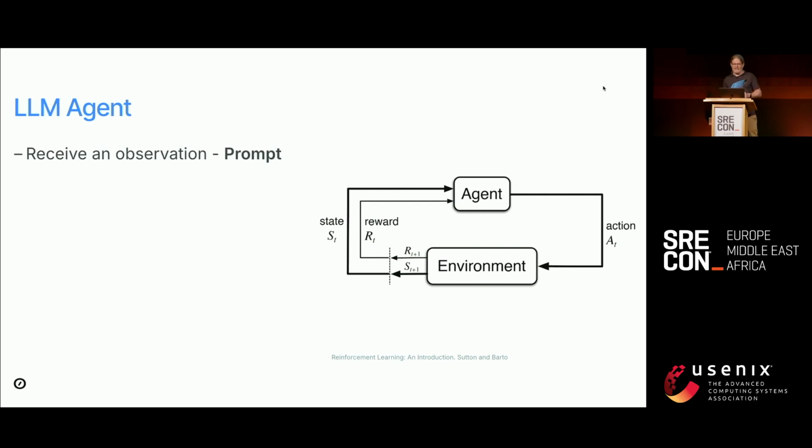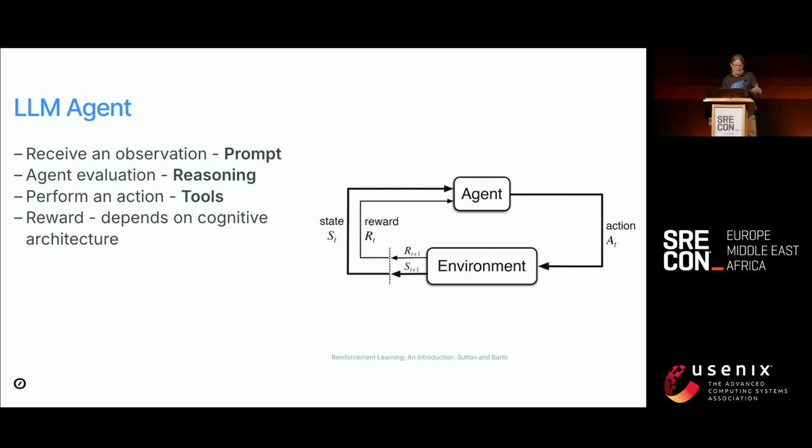So how does that map to an LLM? Okay, well, an observation is a prompt, and evaluation is reasoning. Performing an action is a tool that LLMs have, which I'm sure you've all interacted with, the function calling that's available today in a lot of the OpenAI and friends. Reward depends on the cognitive architecture that you choose for your agent, and then we'll basically loop until we get a final answer. Okay, seems pretty cool.